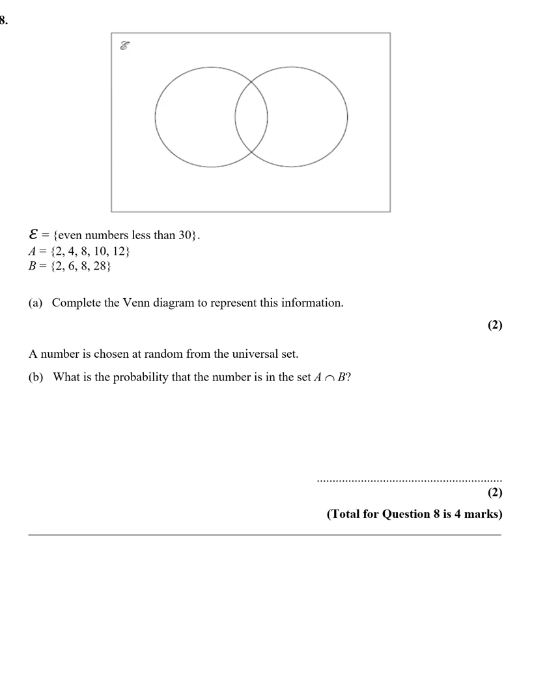Right, question 8. Looks like we've got a Venn diagram. Even numbers less than 30. So we need all the even numbers less than 30 in there. And we're told in set A we have 2, 4, 8, 10, 12. And then in set B 2, 6, 8, 28. Complete the Venn diagram to represent this information.